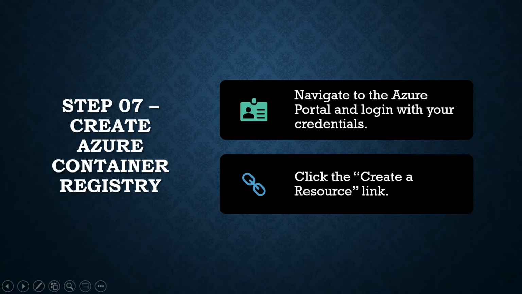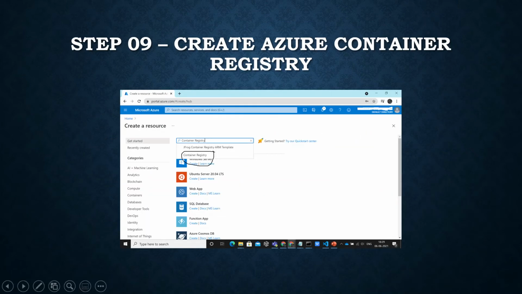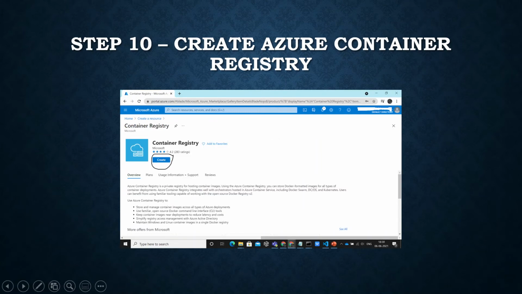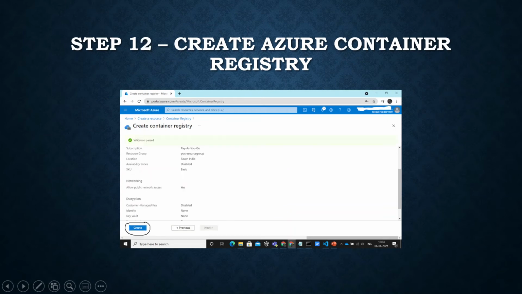Now you need to create the Azure Container Registry to hold the Docker image which you have created in the previous step. Navigate to the Azure portal and log in with your credentials, and then click the create a resource link, and then search for Container Registry and select it. Click the create button and then enter the details, and then click the review and create button, and finally click the create button and wait for the resource to be created.